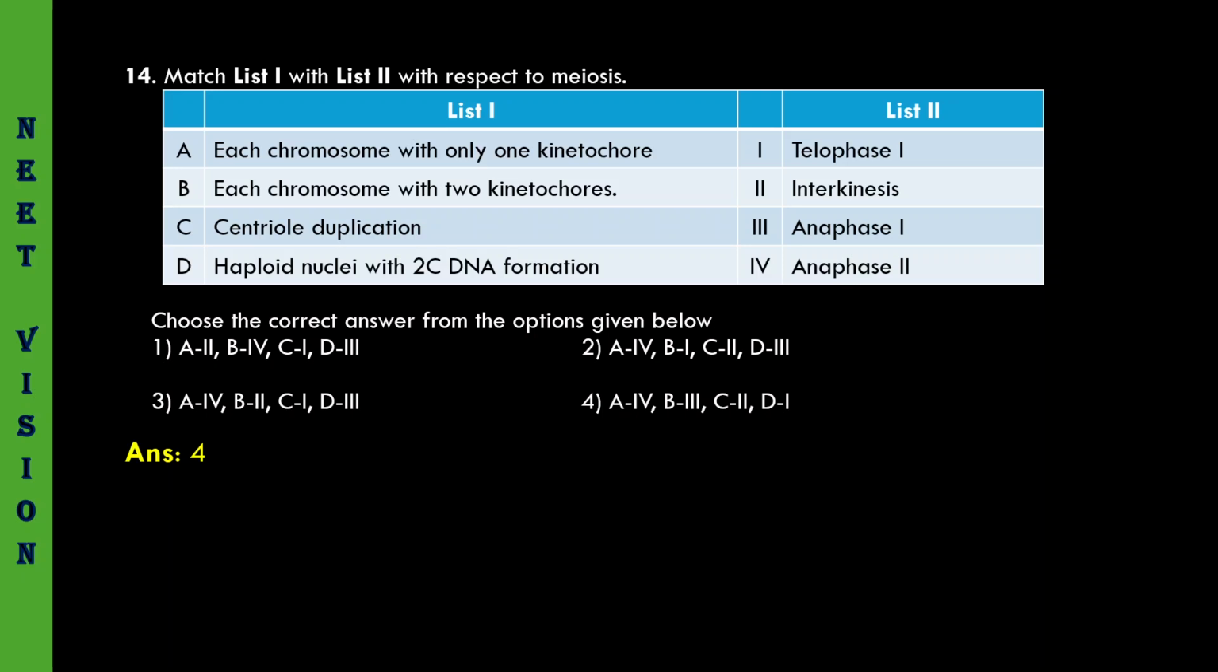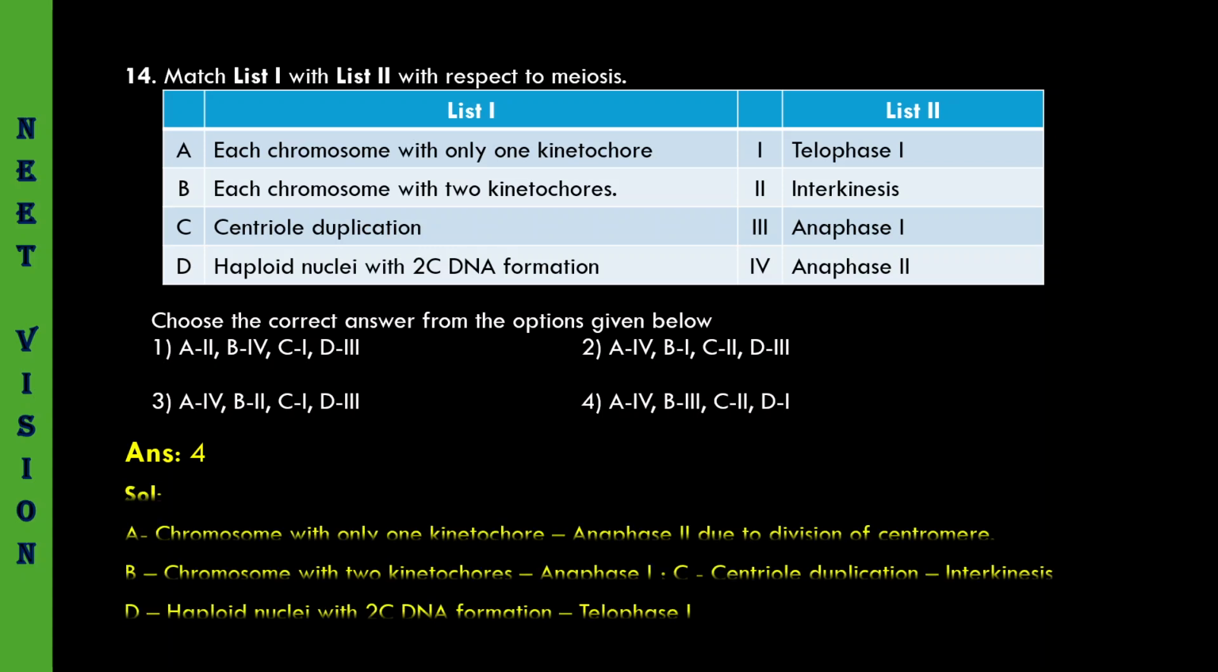After that, centriole duplication. Centrioles duplicate in interphase or interkinesis, right? So C is 2. Haploid nuclei with a 2C amount of DNA are formed in telophase 1, whereas in telophase 2 the haploid nuclei have 1C DNA. So what must be the answer? A4, B3, C2, D1. The fourth option must be the correct one.